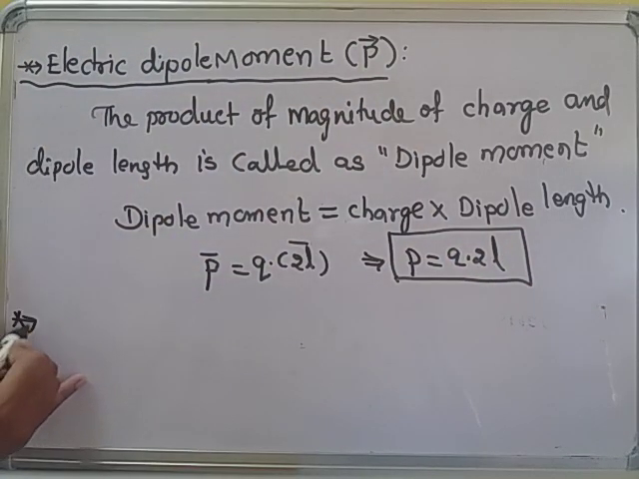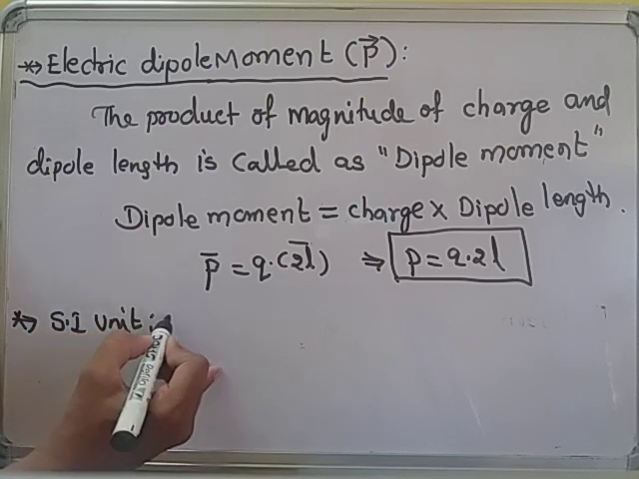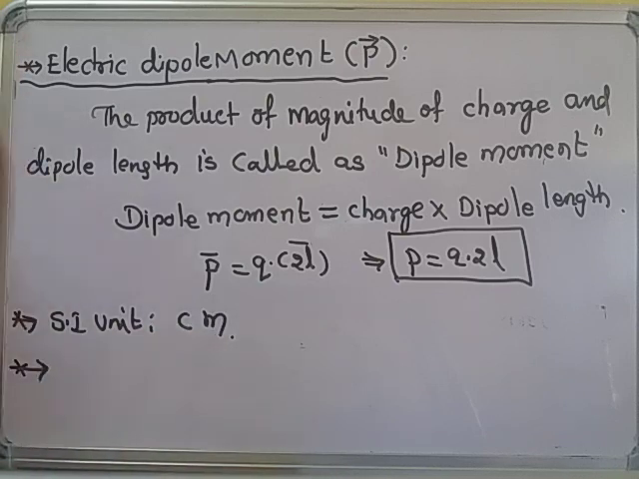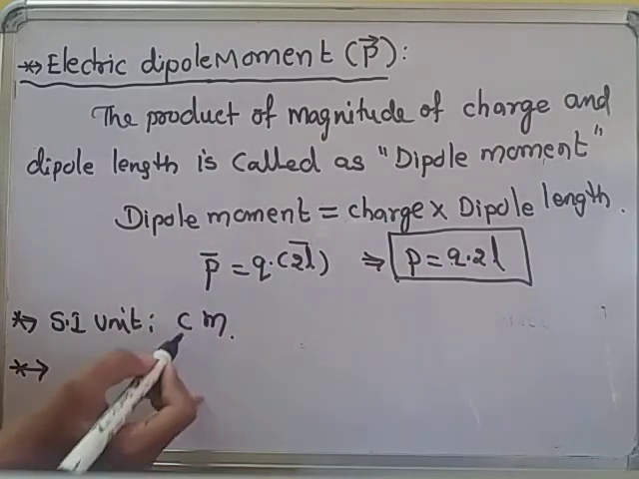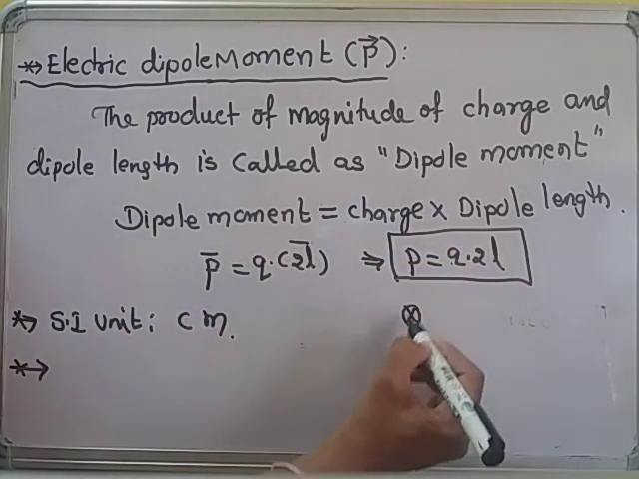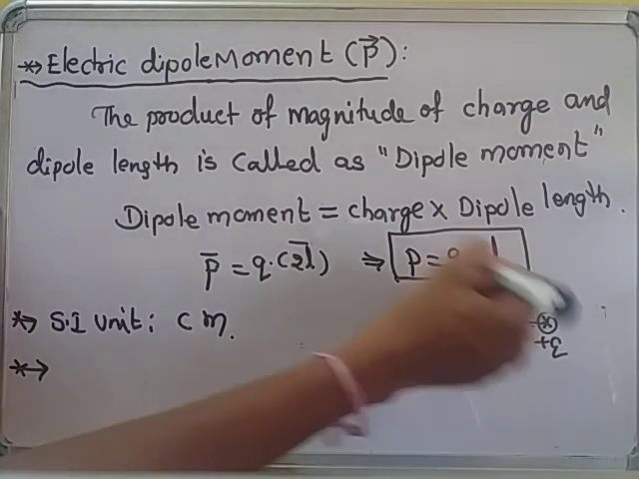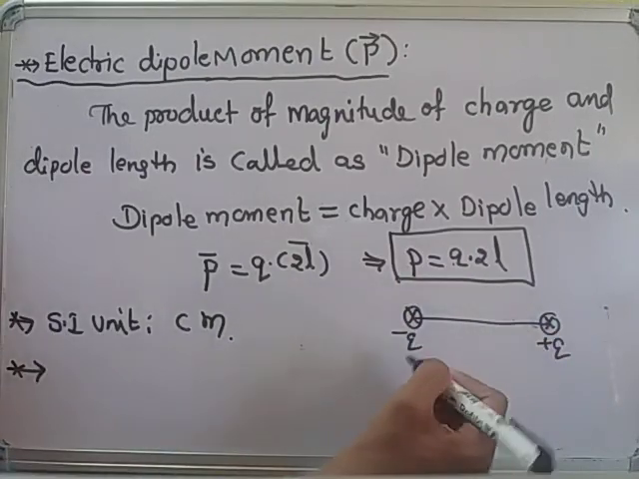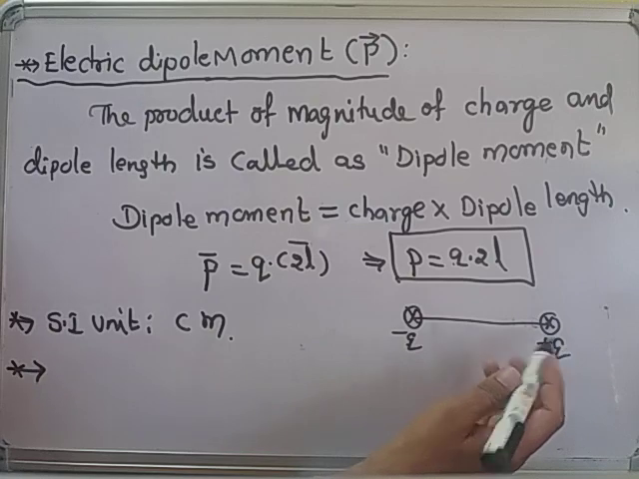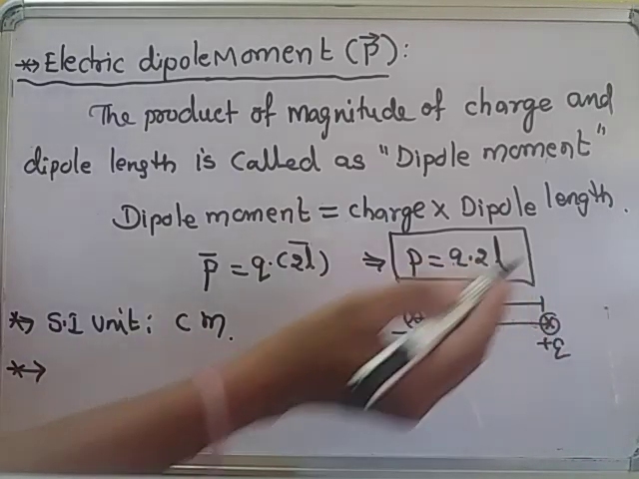Now dipole moment is a vector. What is its SI unit? The SI unit of dipole moment is coulomb meter, since dipole moment is charge into length. Charge is coulomb and length is meter. What is length here? This is minus Q charge and this is plus Q charge, two equal and opposite charges separated by a certain distance. The distance between the two charges is the dipole length, and dipole length is 2L.